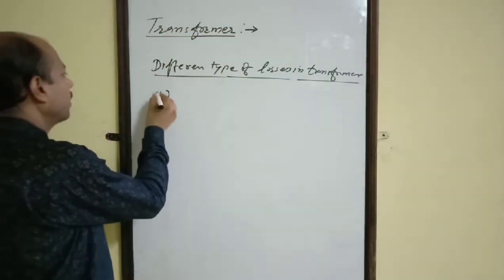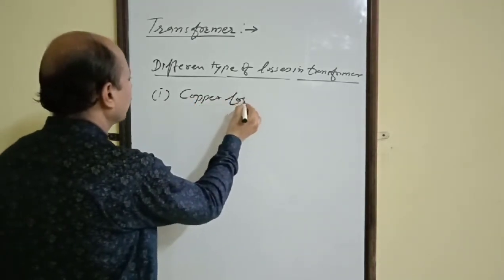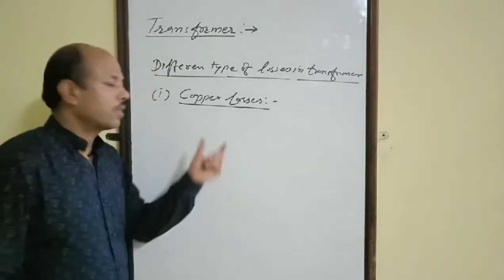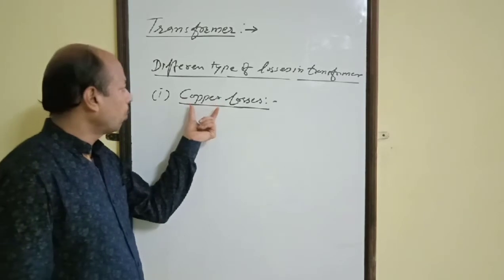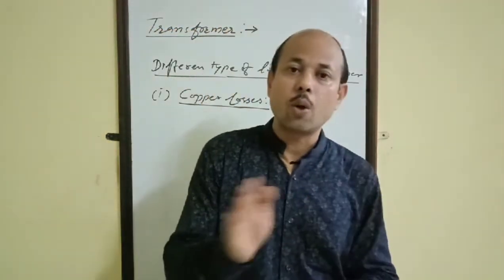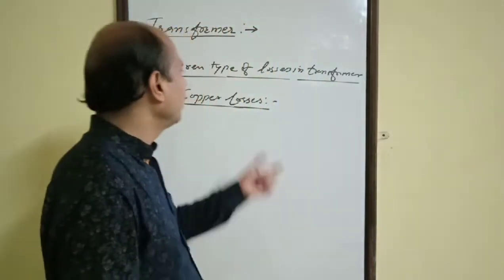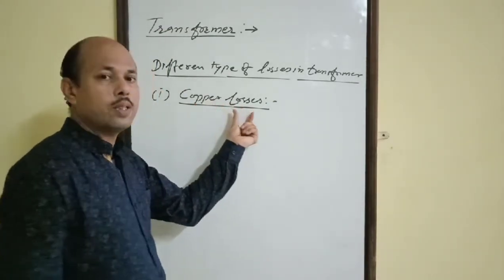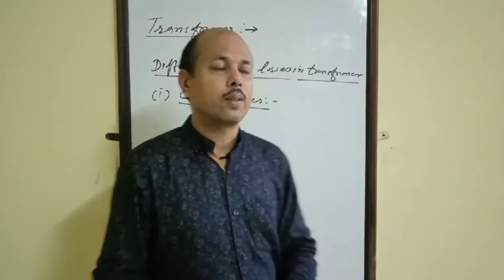So first we can say copper losses. So here the topic takes copper losses. Copper losses, it means there is no loss of copper, but there are losses due to copper. So we can say copper losses means those losses of energy which are due to the copper.